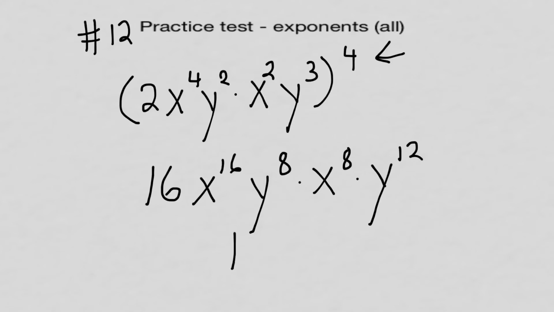All right, just a little cleanup real quick. Going to have some high numbers here. X to the 16th times x to the 8th is going to give me x to the 24th. And y to the 8th times y to the 12th. You add exponents, you get y to the 20th.